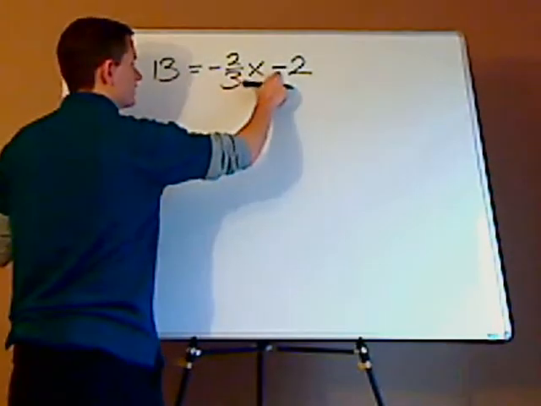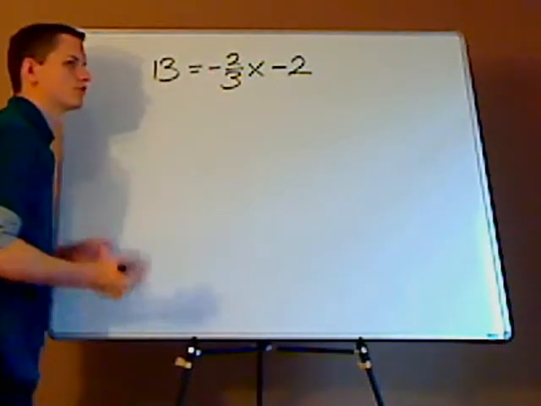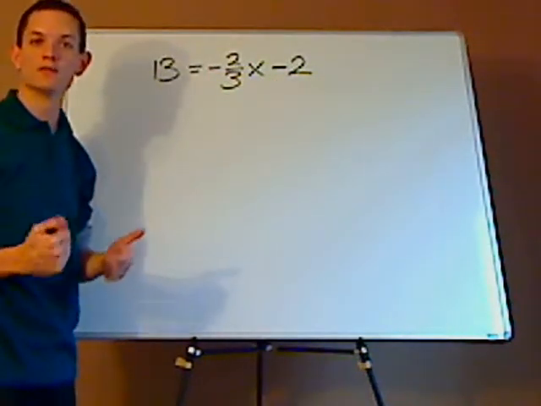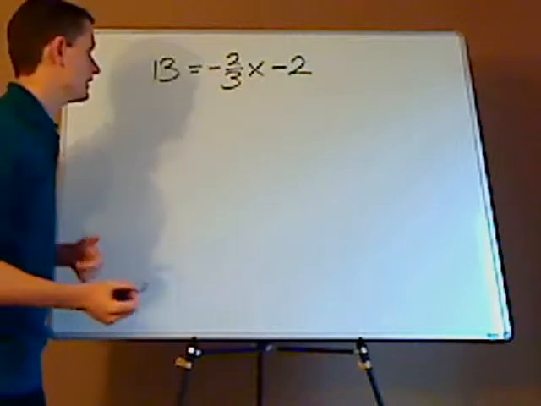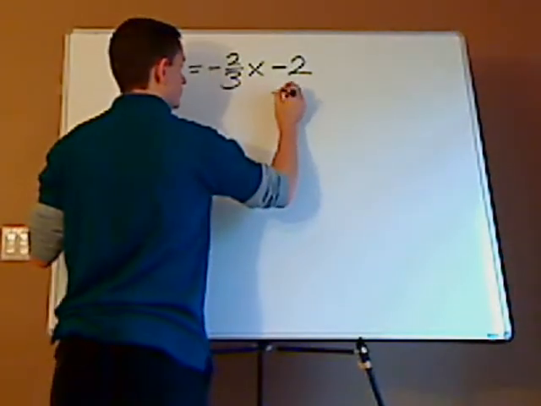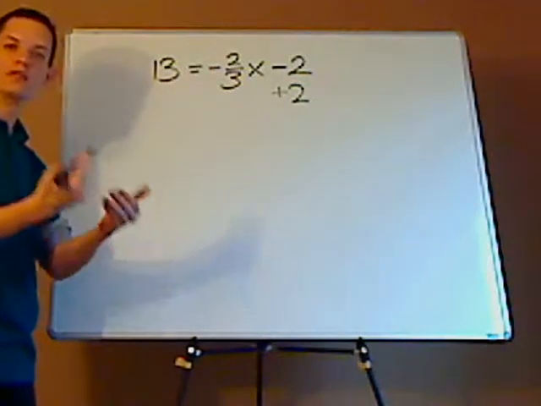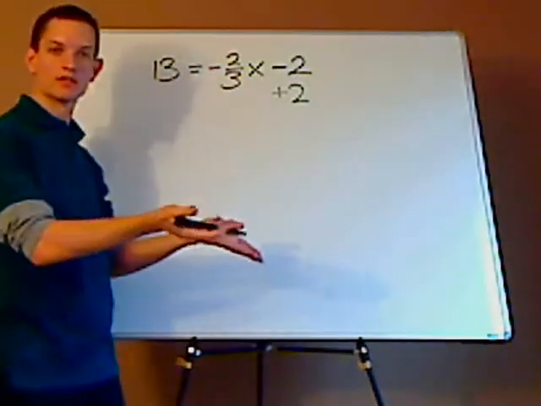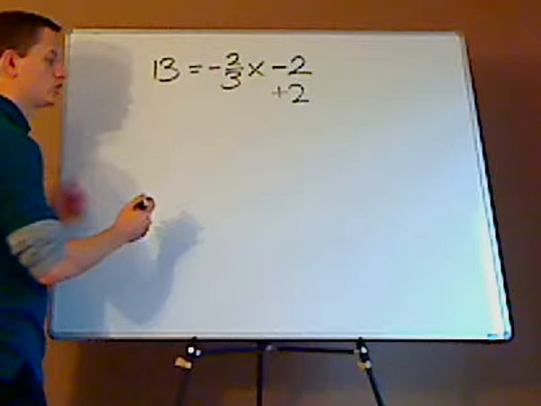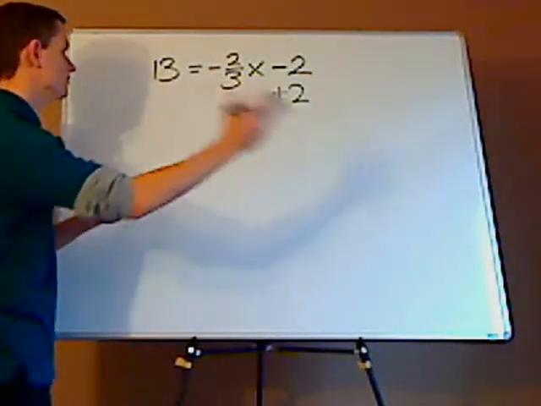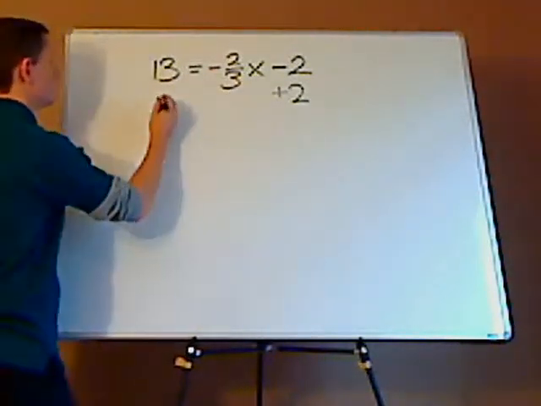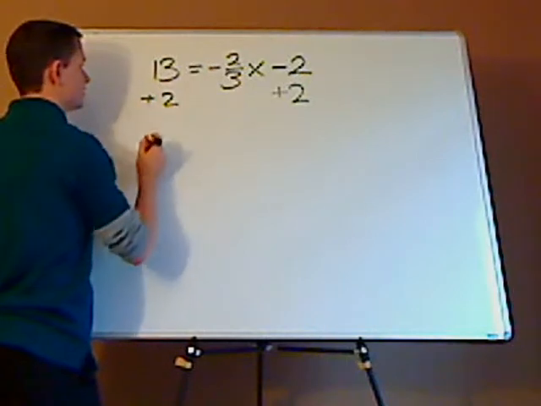Now, this is a minus 2, so subtraction. What's the opposite of subtracting? Adding. So you're going to add 2 to this side to cancel out. And remember, whatever you do on one side, you have to do the other side. Right? You have to share. You have to be fair. So whatever you do to this side, you have to do to the other side. So you add 2 to each side.